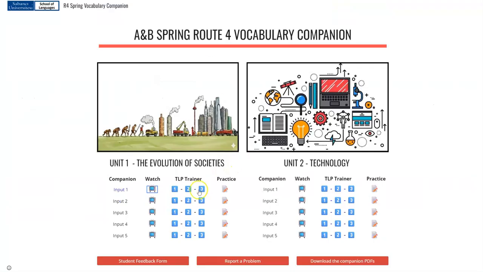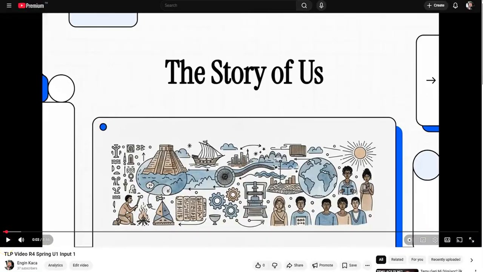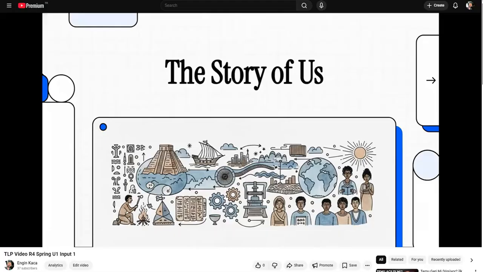Now let's move on with the next one, the watch part. This will take you to a video on YouTube. This video goes over the target words in this input, focusing on the meaning, providing examples, and linking words to each other or grouping them together. It is also supported by visuals. It might be a good idea to watch this when you have the time, and you could also listen to it as you go for a walk.